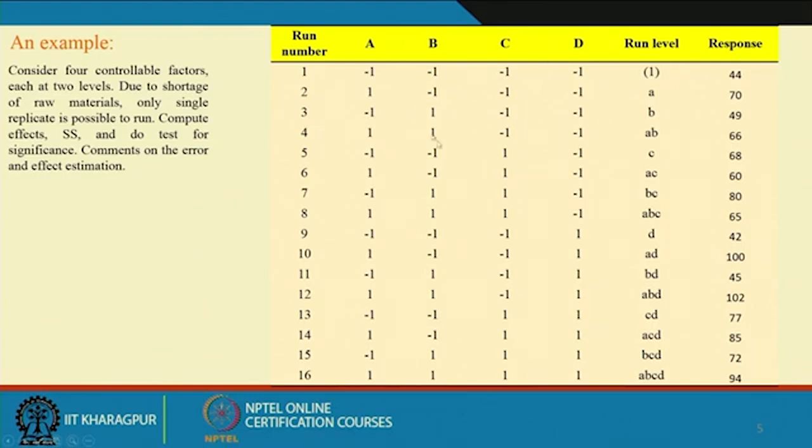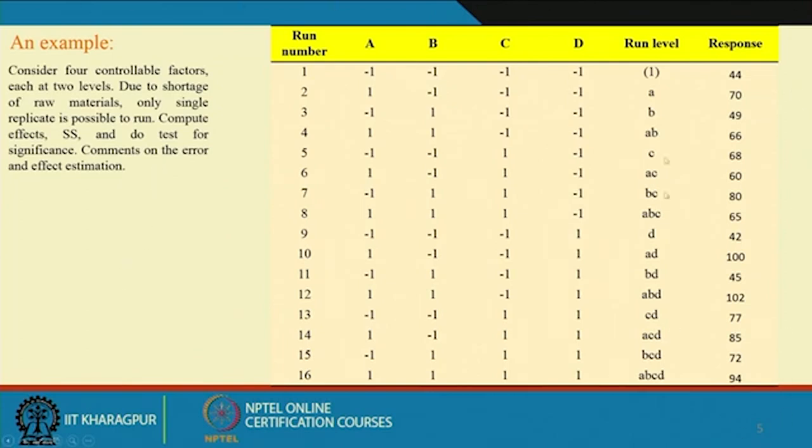So, we have seen that there will be 15 effect parameters, and then compute the sum of squares for each of the effects, 15 effects, including the sum of squares for error. And do a test for significance, and comment on the error and effect estimation. So, I have already given you enough hints on the error calculation and effect estimation.